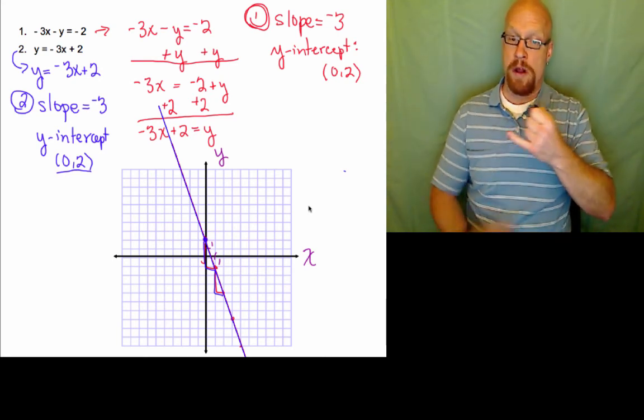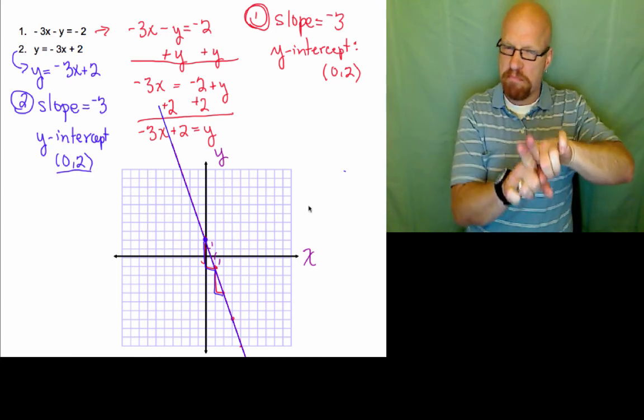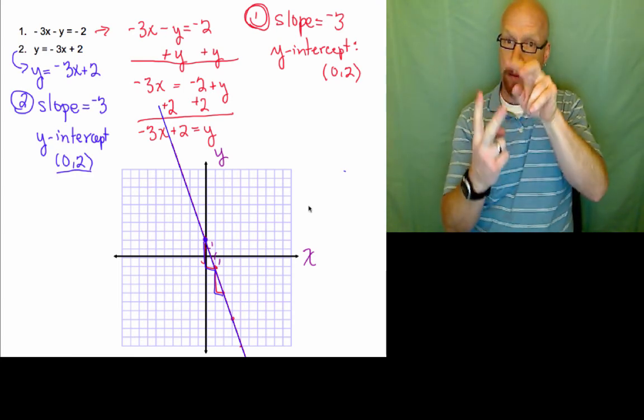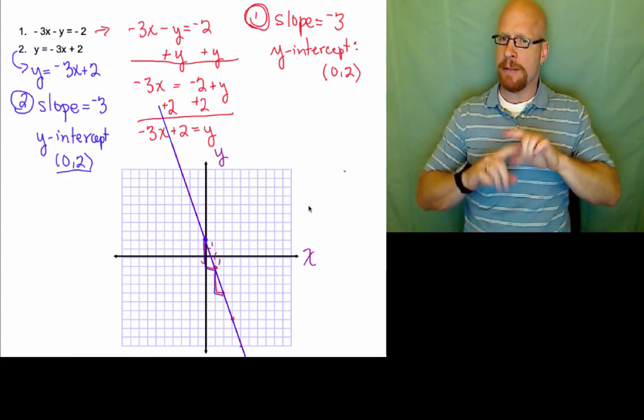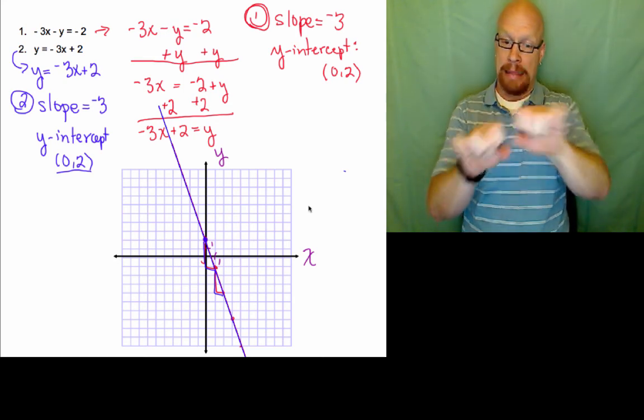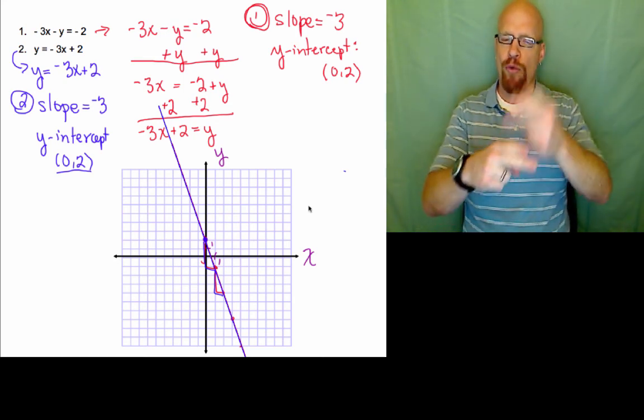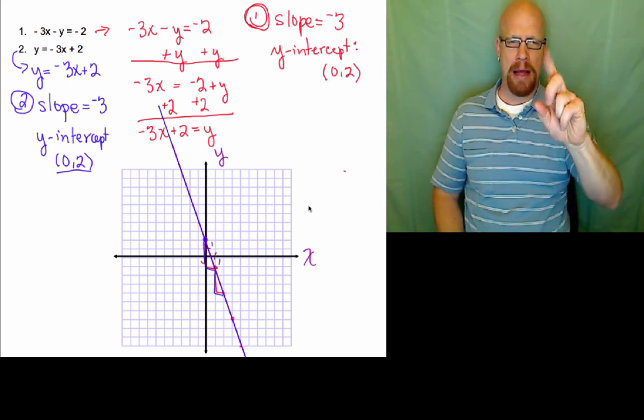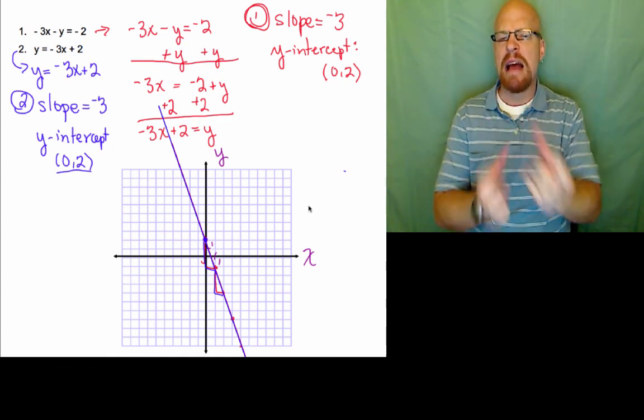And there you have it. We can see that the red line and the blue line are on top of each other, occupying the same space. So all the x and y pairs that one line has, the other line has the same pairs. This is called a dependent system.